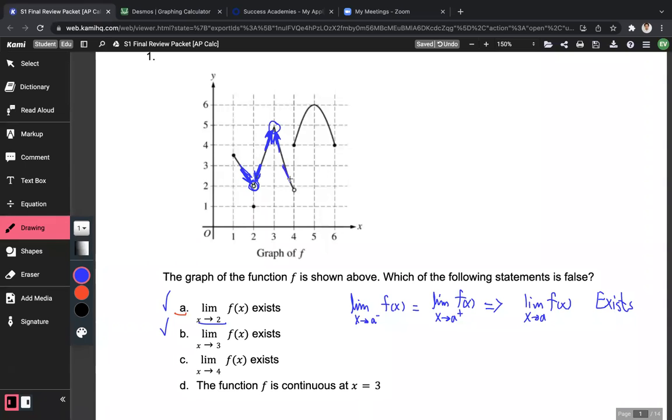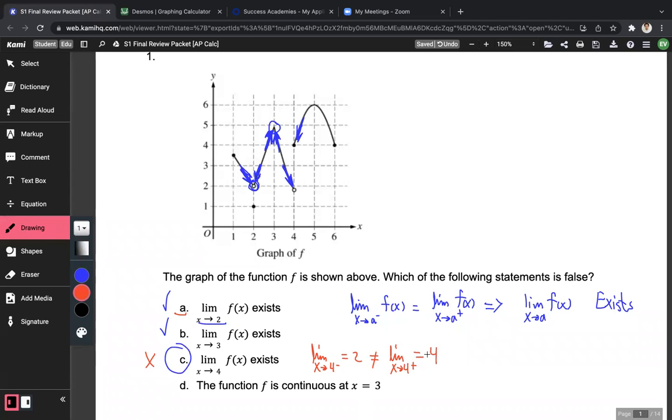Here you can already see that's not going to be the case. As I approach from the left, the function goes to positive 2. As I approach from the right, the function goes to positive 4. So this one is my answer because it is absolutely false. Limit as x goes to 4 from the left equals 2, and that is not equal to the limit as x goes to 4 from the right.